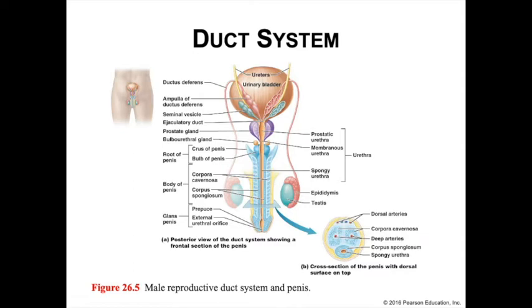Urethra is going to run through the penis, and then we have our external urethral orifice, which is just going to be the opening to that urethra. Also attached right after the prostate gland, those are going to be those bulbourethral glands. They're also going to contribute fluid to that semen.